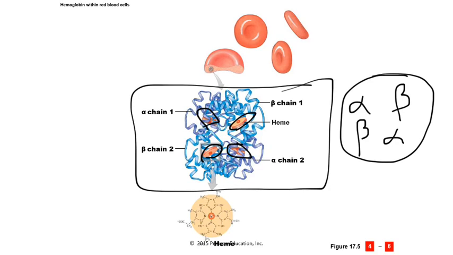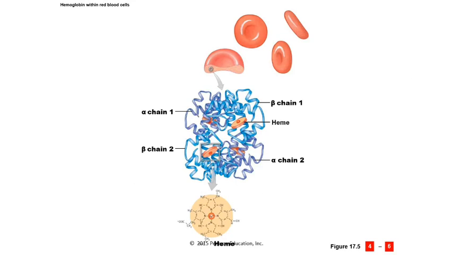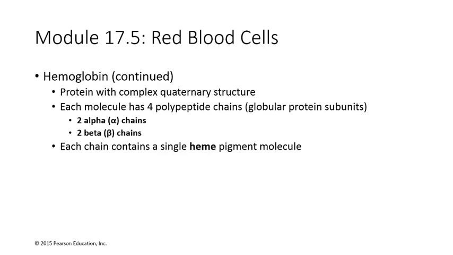Those 4 parts make up one hemoglobin molecule. And to each of those heme groups, here's 1, 2, 3, and 4, an oxygen can bind. You have millions of these hemoglobin molecules in each and every red blood cell. So again, 2 alphas and 2 betas. In the center of each of those alpha or beta subunits is a heme group.